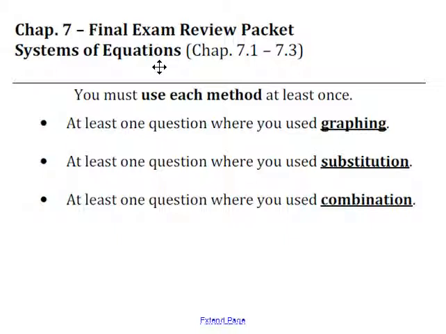Now, the review packet is a Xerox copy from the test I gave you back, maybe even a couple of months ago now, but at that point I was saying you had to use at least one of the 3 methods at least once. Those methods being graphing, substitution, and linear combination. Well, forget about the must. Forget about the at least once.